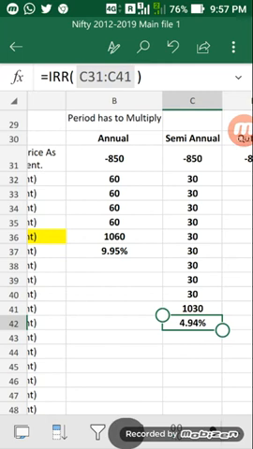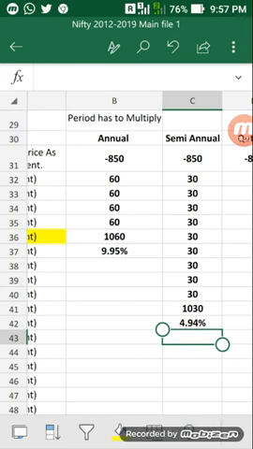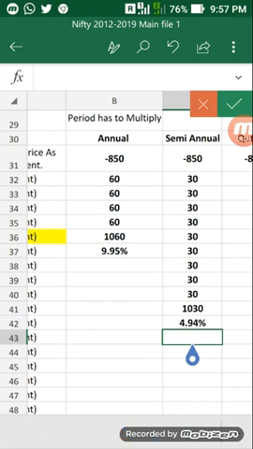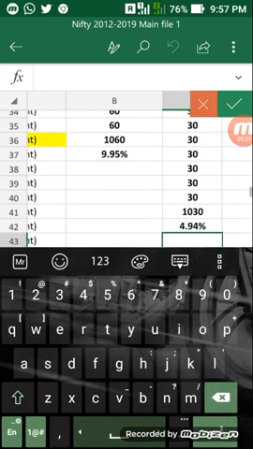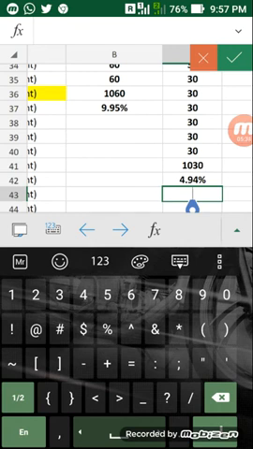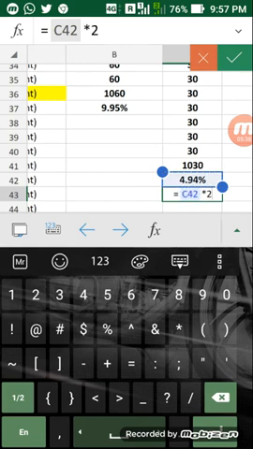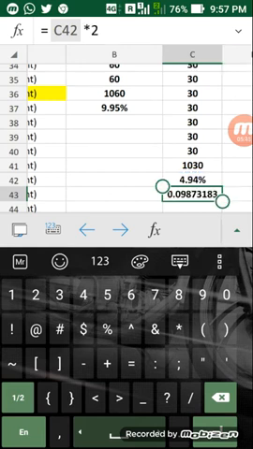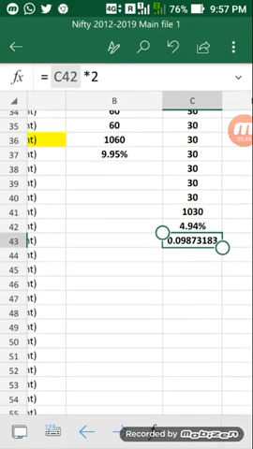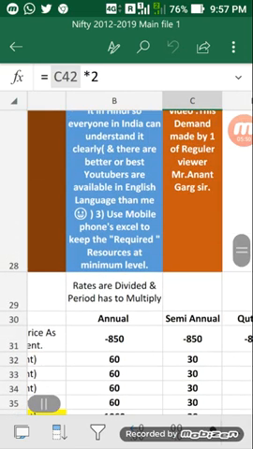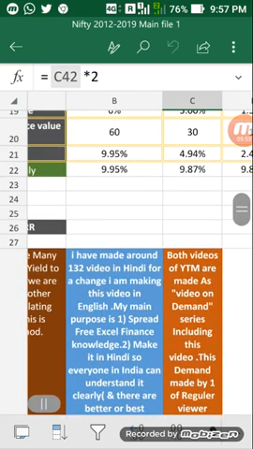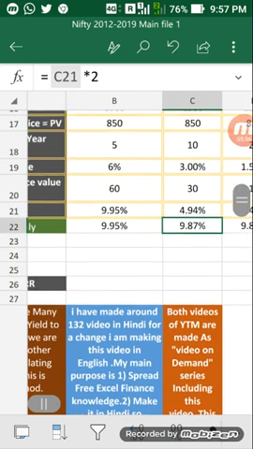Here is the yield to maturity rate for the semi-annual period, and you have to multiply it to get the annual rate. So we will do equals this rate into 2, and that will give you a rate of 9.87 percent, which is exactly the same as this rate.